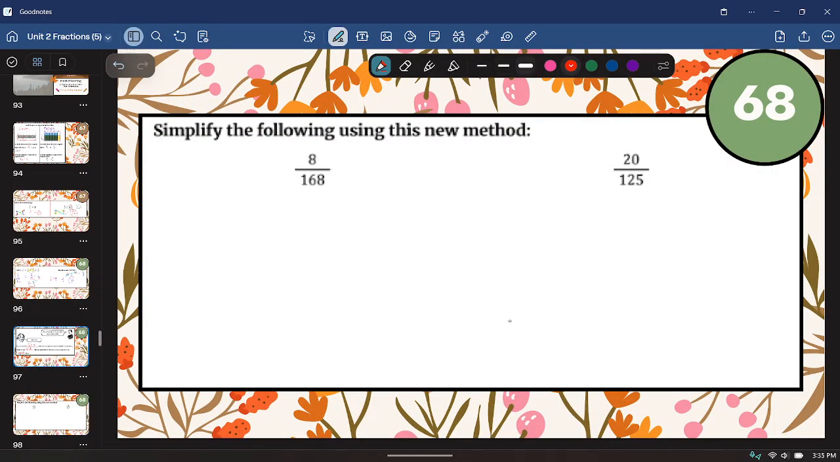So give these two a shot. The first one's going to be a little nasty. The second one's all right. So pause the video and give it a try.